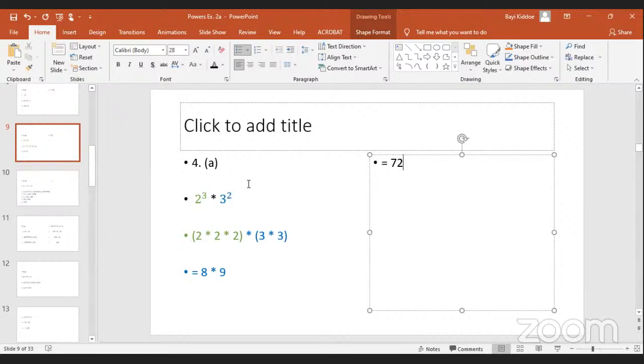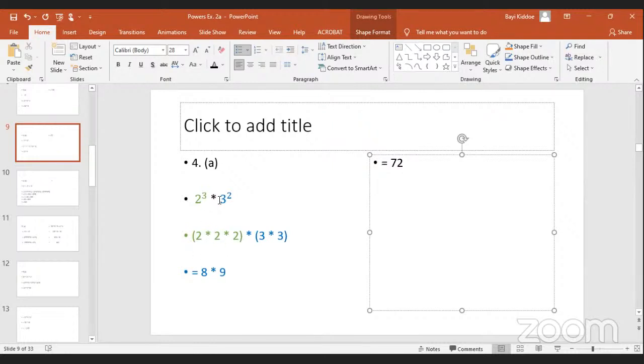Let me go over that again, right? 2 to the 3rd power times 3 to the 2nd power. To make it simpler, we can say 2 to the 3 times 3 to the 2. So 2 to the 3 is the same thing as 2 times itself 3 times, which is 2 times 2 times 2, which is 8, right? 2 times 2 times 2 is 8.